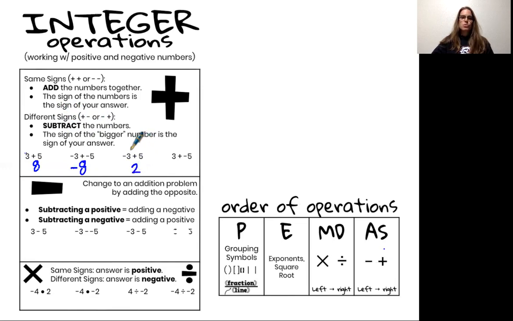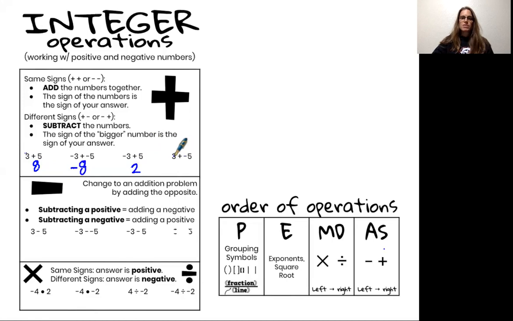Now I look at the two original numbers and I see which one is bigger in absolute value. So ignoring this negative. Is 3 bigger or is 5 bigger? 5 is bigger, so 5 has a positive sign. It's a positive number. So that gives me the sign of my final answer. So 5 is positive, the final answer is positive 2.